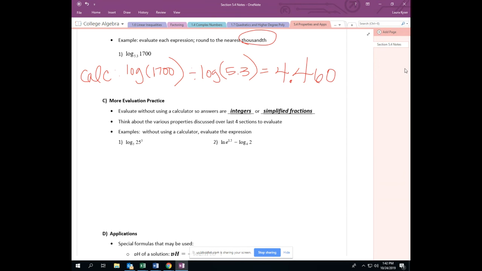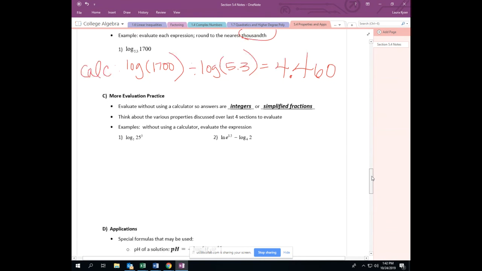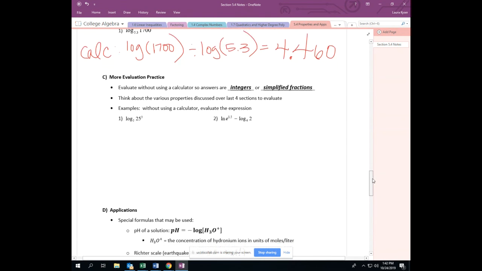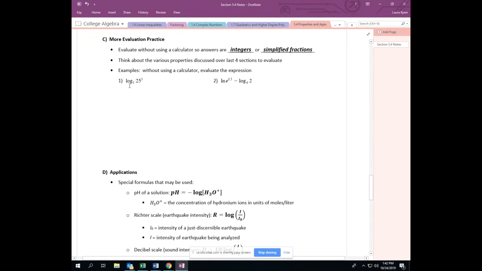Now there's a little bit more evaluation practice here. And this is when we're evaluating logs without using a calculator, so that we either get integers or simplified fractions. And this is going to be possible when we have log bases and exponentials where you can use those special rules that they have.